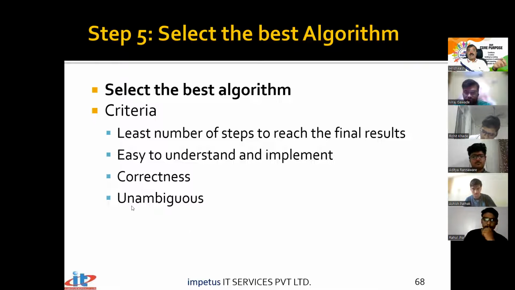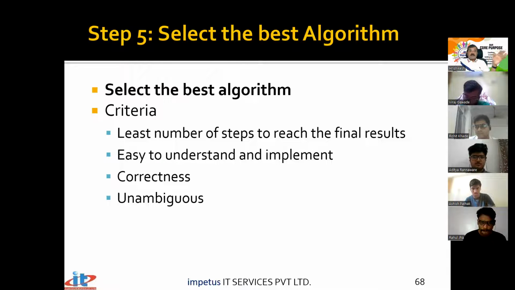And last is unambiguous. Confusing, no, it should not be. If it is confusing, it may be correct, but I'll rather ignore that algorithm, where there is a possibility of the maintenance person making some inappropriate changes to the code. So it's very important for us to have some criteria. These are not the only criteria. I just listed a few criteria, so that it should not be a biased kind of opinion.